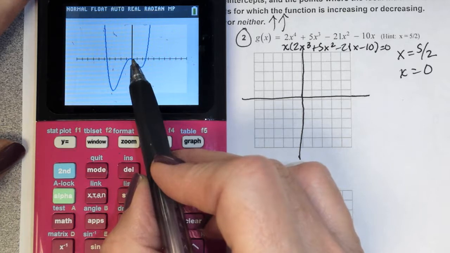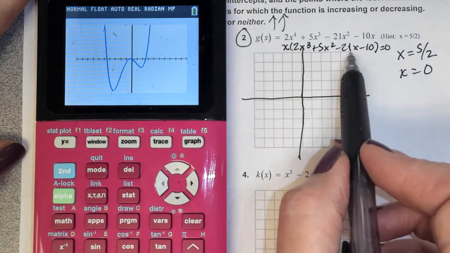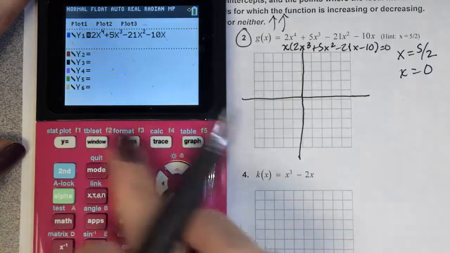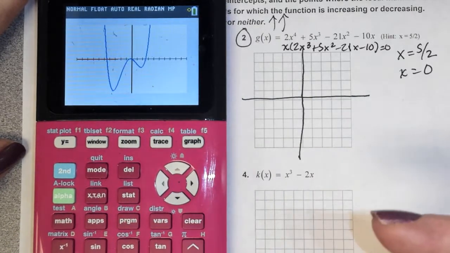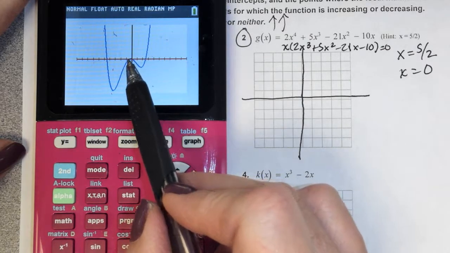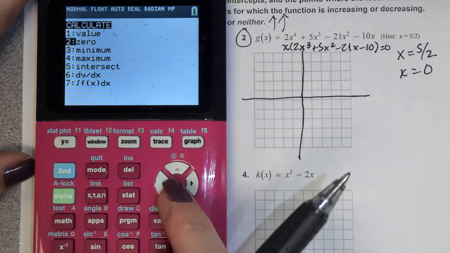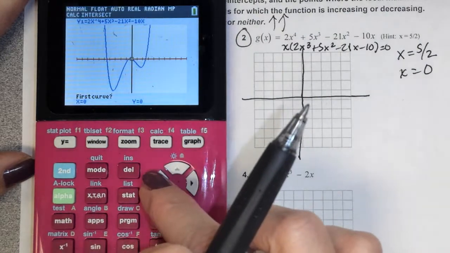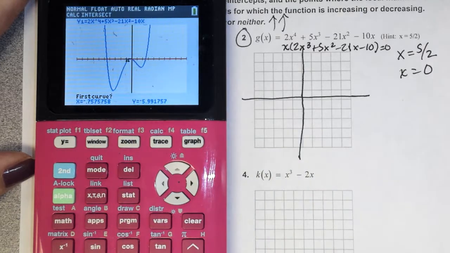Is 0 a 0 twice? It looks like it from the graph, but is it from the function? No. So here's what I'm going to do. I'm going to put in y equals 0. So what's happening is there's another 0 over here that's super close to 0, and I've got to find it. So I'm going to do second trace, calculate, intersection, and I want to go over here just slightly to the left because the 0 that I want to find is not 0. So I do enter, enter, enter.